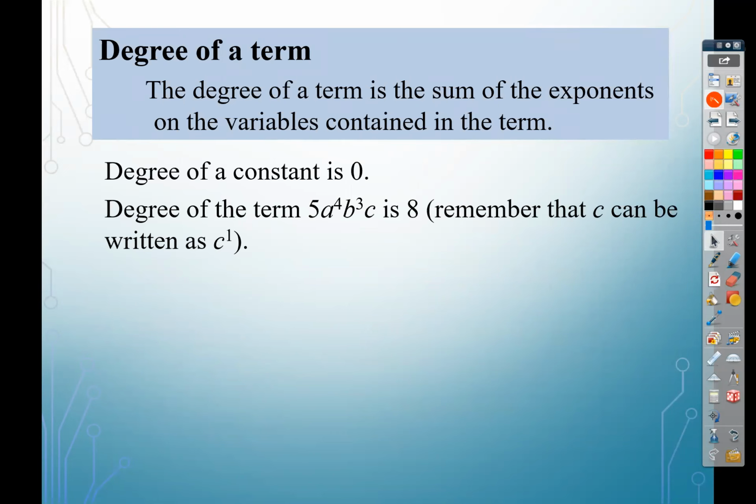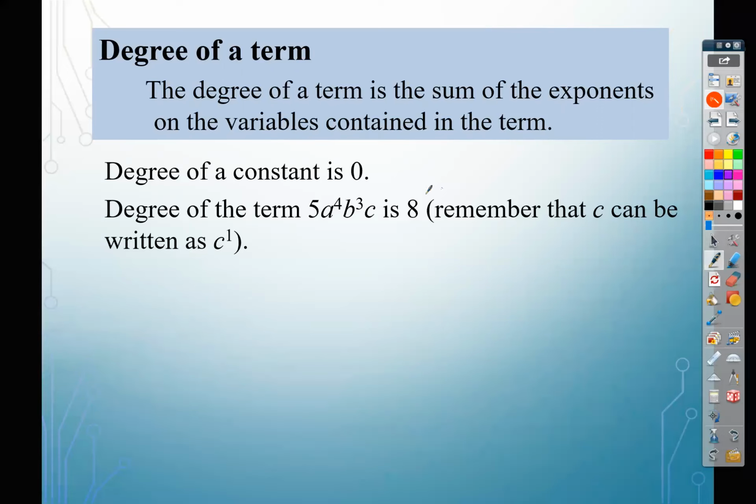So the degree of a constant is 0 because it's the sum of the exponents on the variables. So if there are no variables, the degree is 0. The degree of the term 5a to the 4th b cubed c is 8. Remember that c can be written as c to the 1. So you are adding up your exponents. So 4 plus 3 plus 1 is 8.